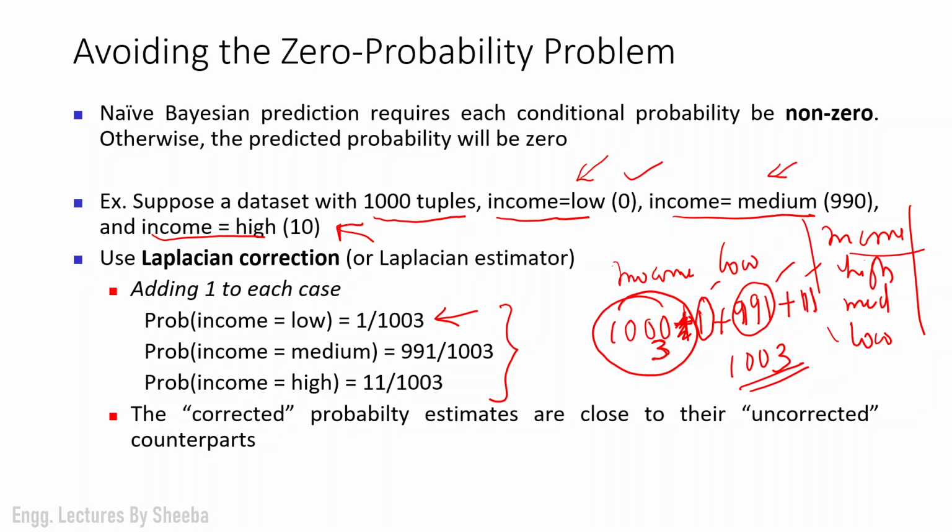So whenever any probability is becoming 0, you have to add an additional row and do it for all the classes belonging to that particular attribute and find the probability. So this way you can avoid the 0 probability problem.